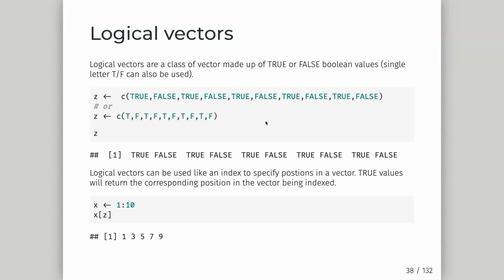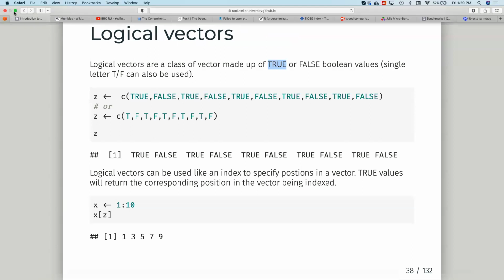Another class of vectors we can deal with is logical vectors. So we've had numeric, we've had string vectors, and now we have logical vectors. You can define a logical in R two ways. If you type in TRUE to R, that's a special value.